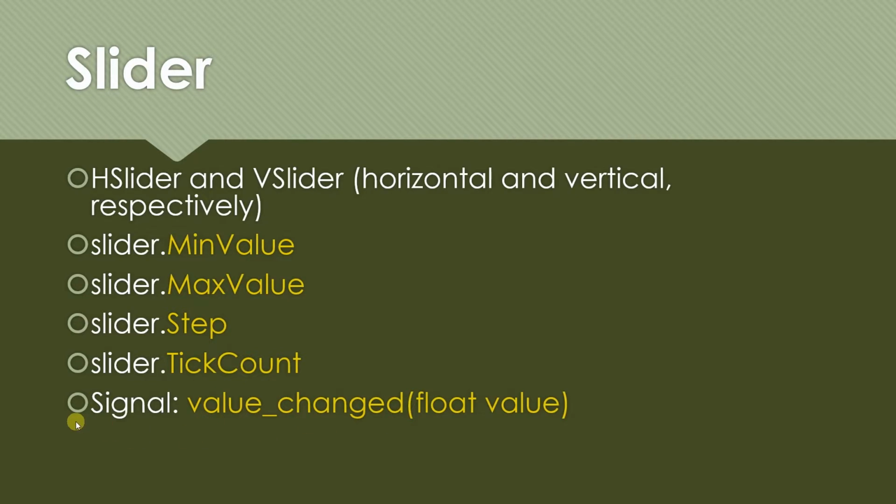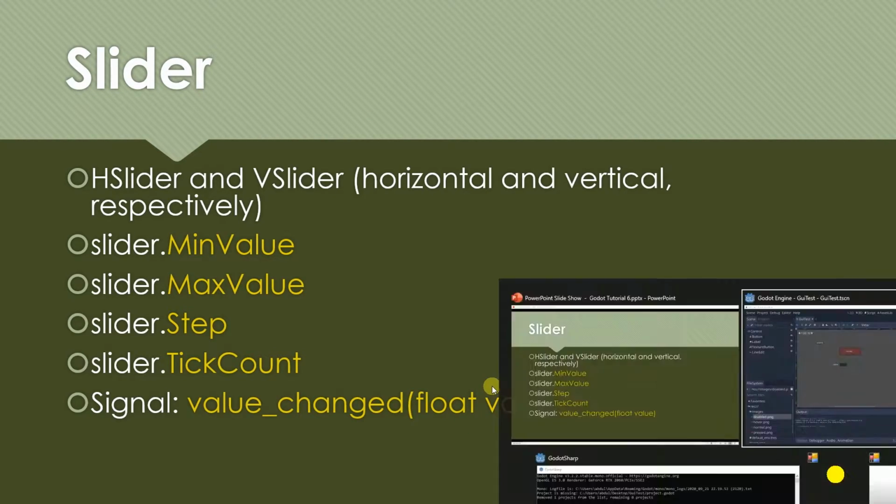The value changed signal is emitted whenever the user changes the value in the slider. So as they're dragging the slider around, you're going to be emitting the value changed signal. And that has one argument, and that argument tells you the new value. So let me show you that.